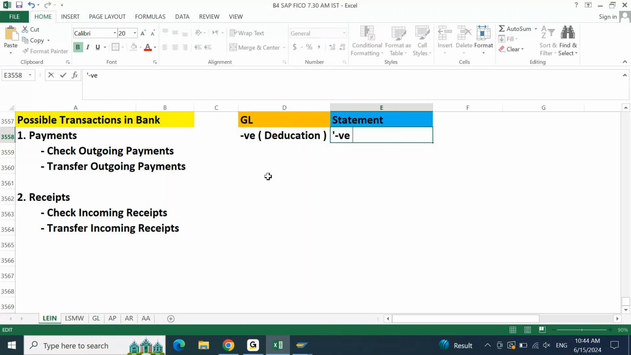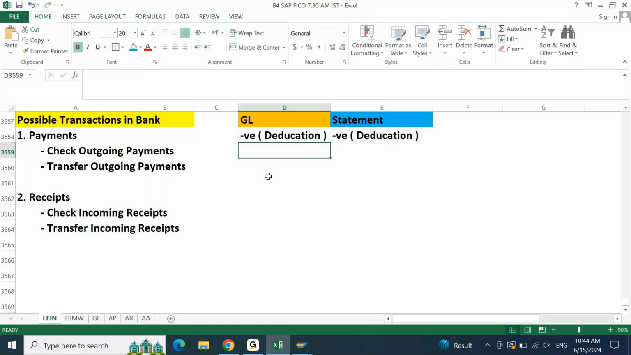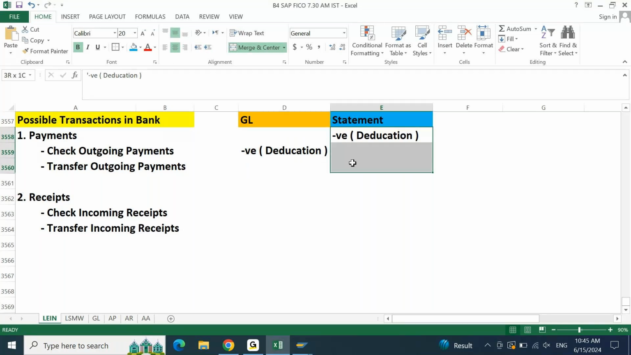Same thing I'll put here also, deduction, meaning when you're talking about payment, it is a negative number in the bank GL account. It is a negative number in the bank statement also. Here negative means deduction. Bank GL account, you are going to deduct the money. Bank statement also, the bank is going to deduct the money. Same thing is applicable for both of these. In short, I'll put this as a single number. Same thing here also. Any payment, it can be any nature of payment, any mode of payment, it is going to be one and the same.